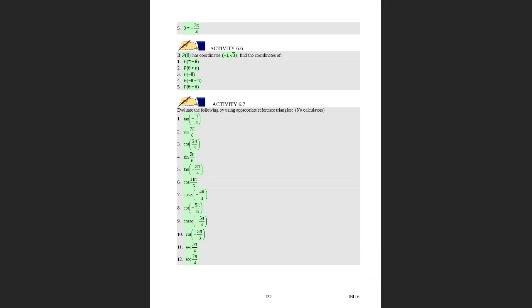It says that if P of theta has coordinates negative 1 over root 3, find the following coordinates.